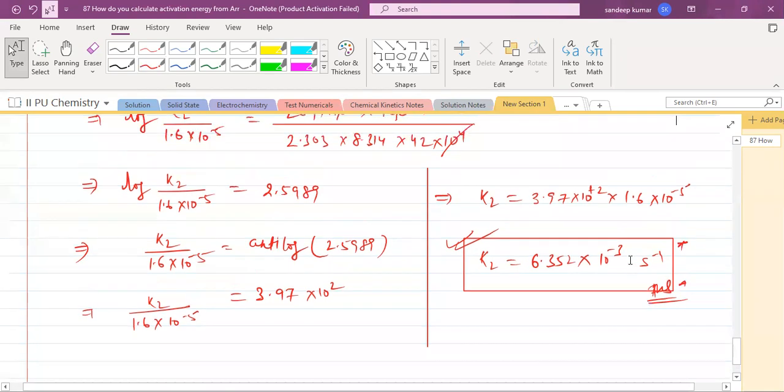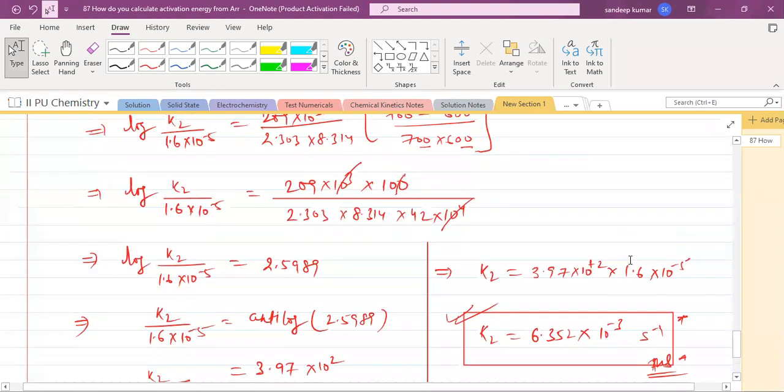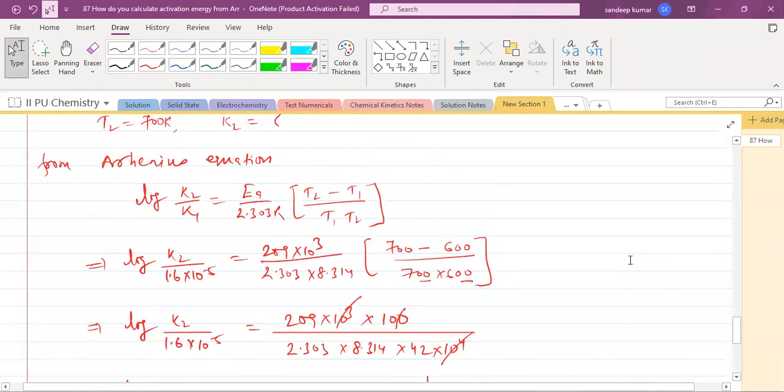There are these two numericals I have solved based on the Arrhenius equation.